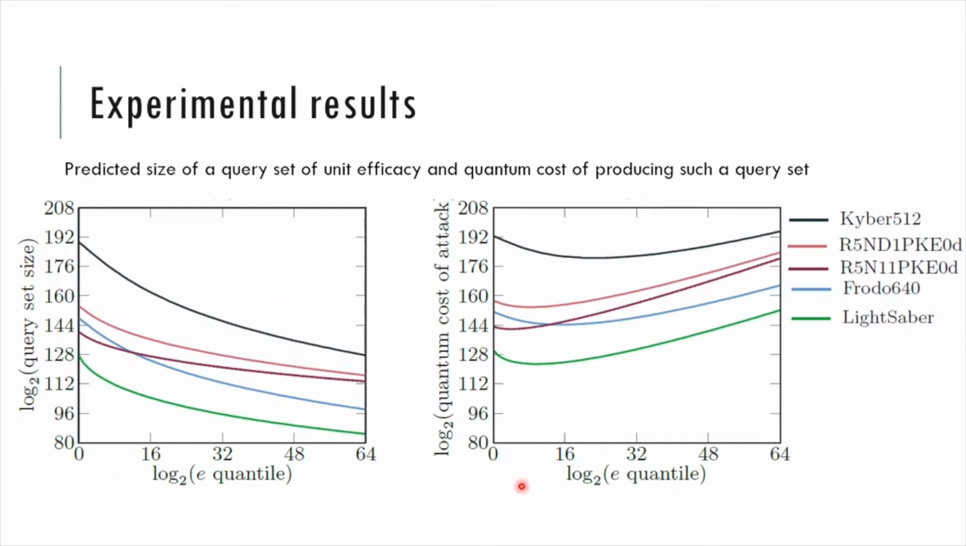On the right-hand side, we show the cost of producing such a query set. You can see that if the adversary chooses larger and larger errors, the size of the query set becomes smaller. Intuitively, the adversary can cover the sphere with a smaller number of queries since the corresponding caps are larger. However, you can see that the cost of producing such a query is getting larger after a local minimum, because it is getting harder to find useful queries.